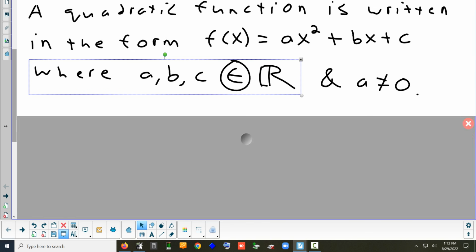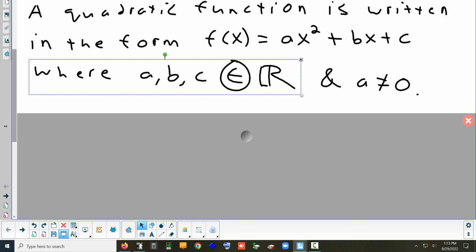What does that symbol mean? A, b, and c are elements of the real number system. So in other words, you can use any number you want for a, b, and c, except a can't be 0, but you can't use complex numbers. You have to use real numbers.